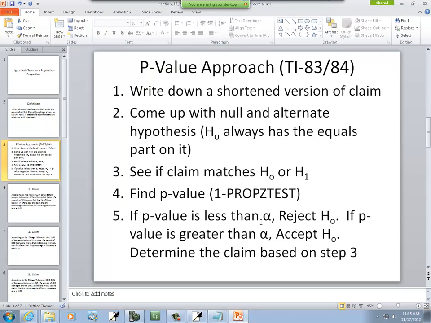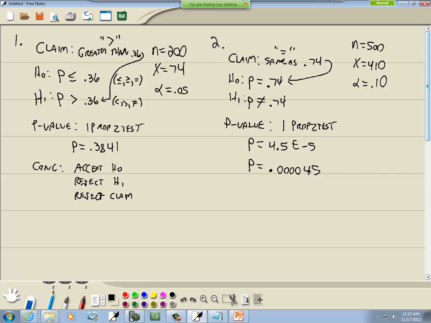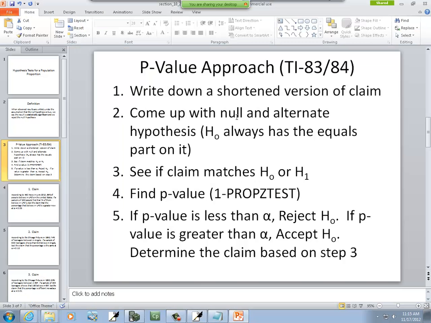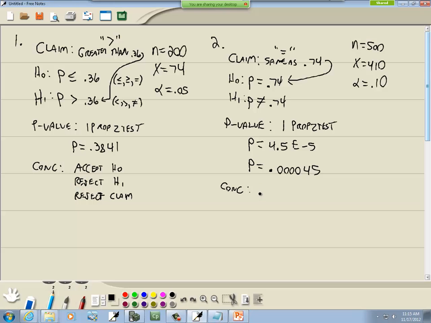It says that p-value is less than alpha. Well, alpha is 10%, and this is 0.000045 or whatever. So it's definitely less than. So for a conclusion, if p-value is less than alpha, reject h0. So we're going to reject h0, which means we accept h1. h0 and h1s are opposites of each other. Now our claim matches h0, so whatever we say about h0 is what we say about our claim. We rejected h0, which means we'll reject our claim.